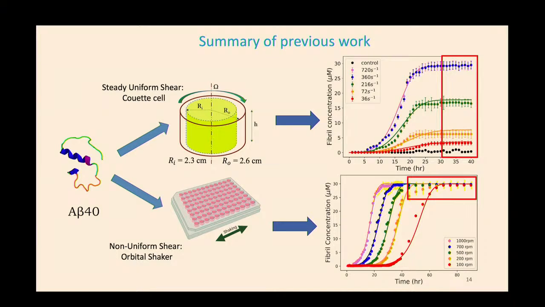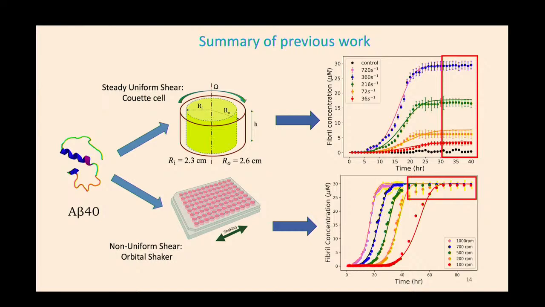In the conventional context, people have studied that if you shear an aggregating system, shear would actually prevent aggregation. Okay, so that's what people have shown before. But in this protein, we found an opposite effect, that shear does a different role. So here, in the first case, we have a simple Couette cell, and we apply a uniform shear.